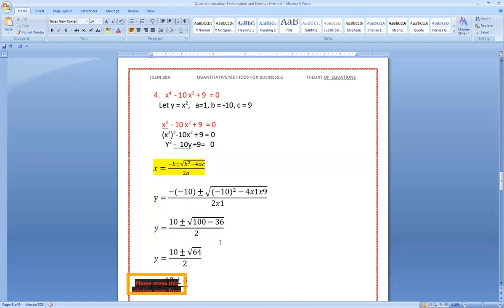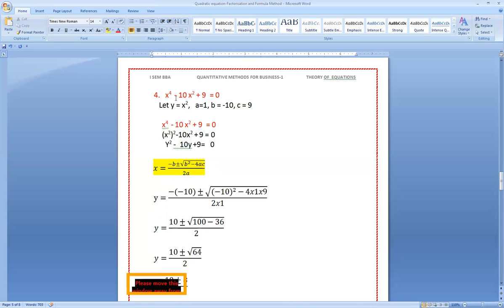See the next question here. The next question is x to the power of 4 minus 10x square plus 9 equals 0. Then let's see this equation. This is a second degree quadratic, a second degree equation. It is like the fourth degree equation because the highest power is 4.